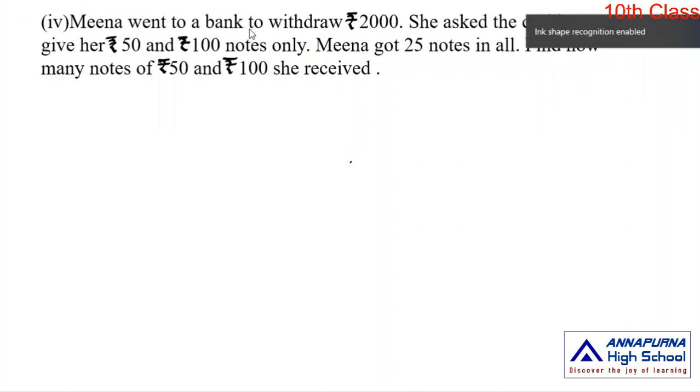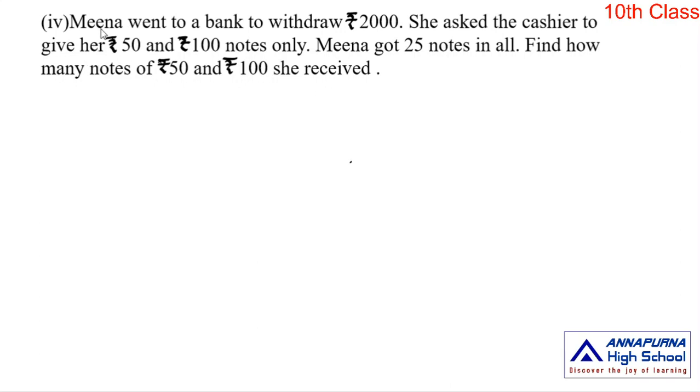Meena went to a bank to withdraw 2000 rupees. She asked the cashier to give her 50 rupees and 100 rupees notes only. Meena got 25 notes in all. Find how many notes of 50 rupees and 100 rupees she received.